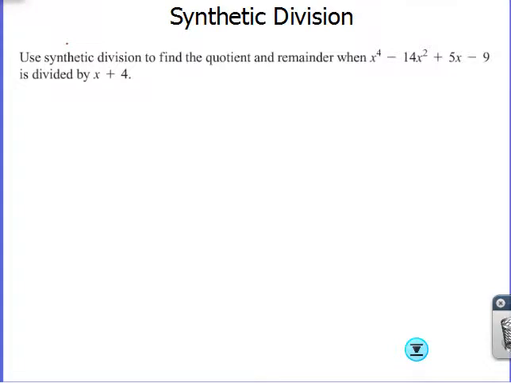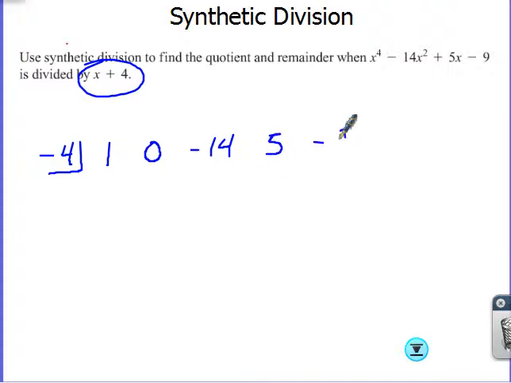Here's another one. We're dividing by x plus 4, so we put a negative 4 in the box. If you have x to the 4th, that'd be 1x to the 4th. But notice something. It skips from x to the 4th to x squared stuff. You must put a 0 in the place of x to the 3rd stuff. There's no x to the 3rd, so put the 0. So you have 1x to the 4th, 0x to the 3rd, negative 14x squareds. You have 5x's, and you have minus 9.